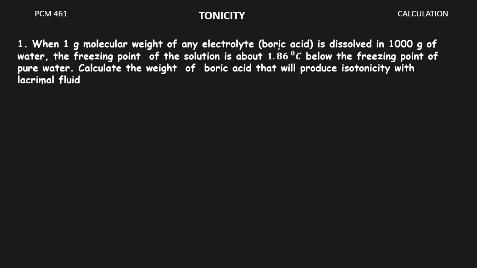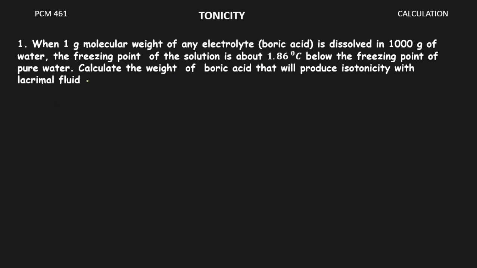Now what are electrolytes? Electrolytes are substances that dissociate in water to form what? Ions. Positive ions or what? Negative ions. When 1 gram molecular weight of any electrolyte is dissolved in 1000 gram of water, the freezing point of the solution is about 1.86 degrees Celsius below the freezing point of pure water.